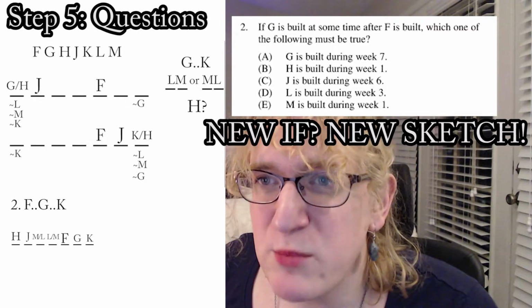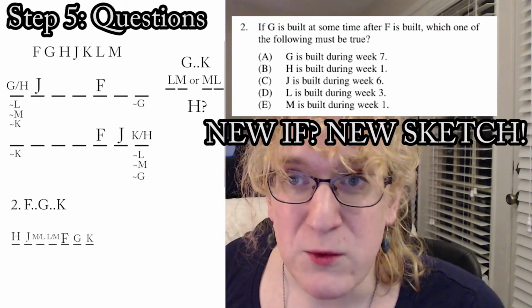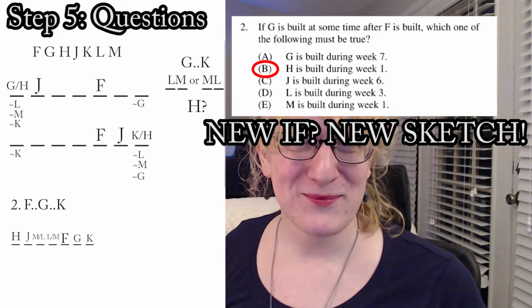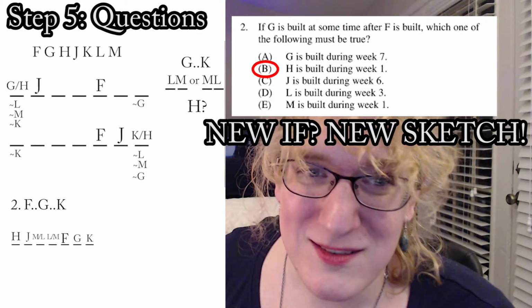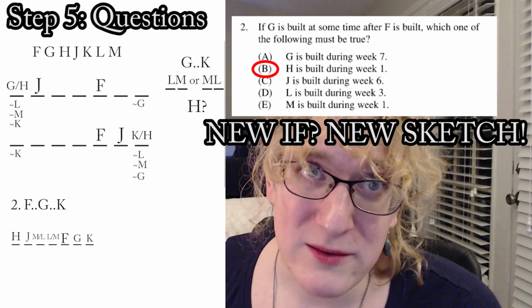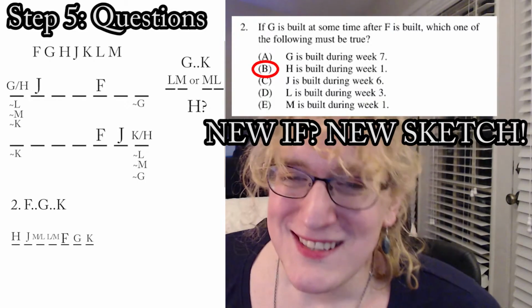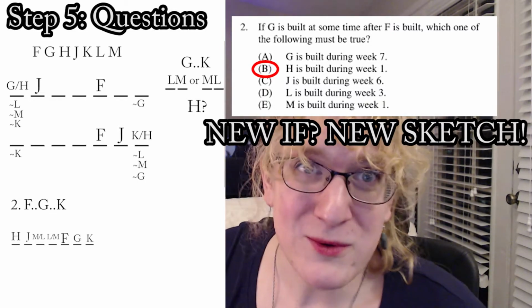B, H is built during week 1. Yes, H has to be built during week 1. We're done. We did it. Ta-da! See? Deductions are magical. You make good deductions and it answers the questions for you, basically. Ideally, there are harder games than this. Anyway, onwards. I can go through the rest of the answers if you want.